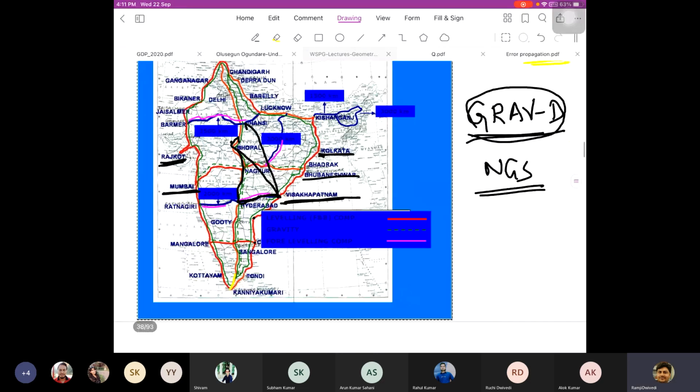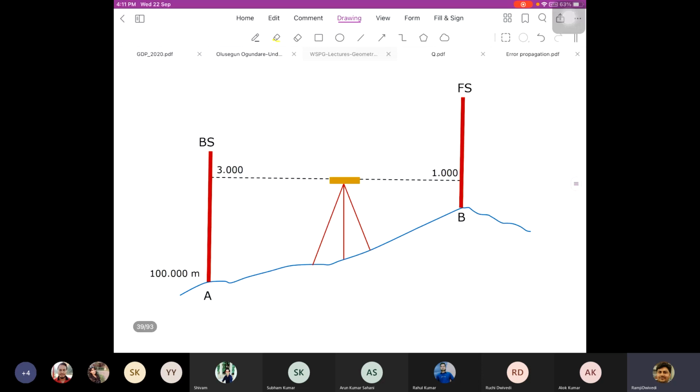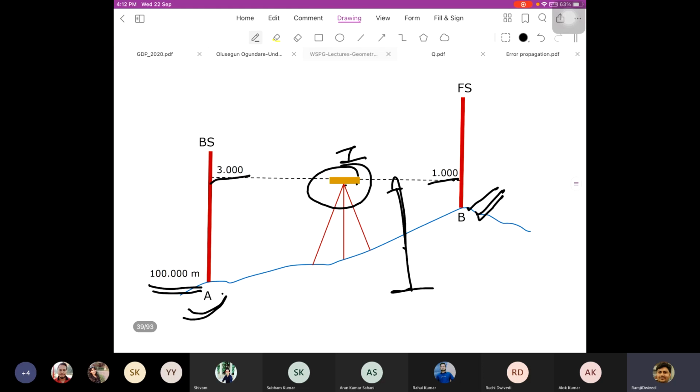And that's how you have your leveling. Obviously with the laboratory we'll discuss more, but still, you have an instrument here, you take the benchmark reading here, you know what the benchmark is here at A, and when you want to know the height of B, with the help of the instrument you can take the back sight and the fore sight, and you know the difference between these two. Here it is 3, here it is 1, so what would be the difference? Obviously it's 2. But anyway, the objective is to use such a network for transferring the height from this benchmark to this point.